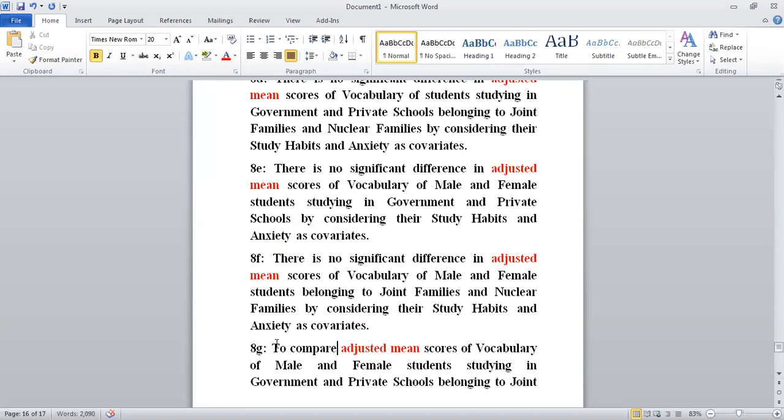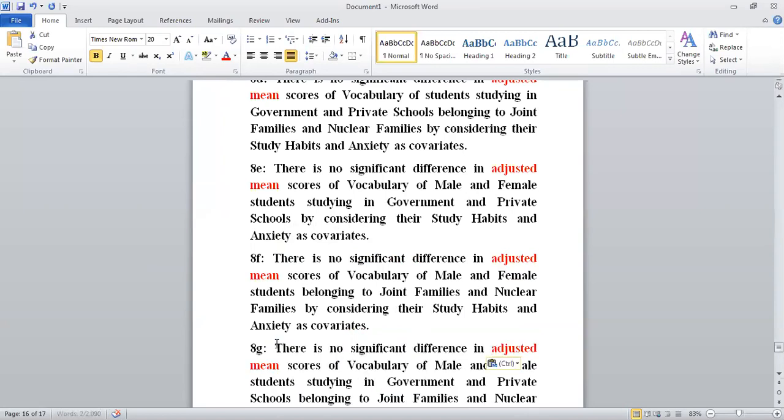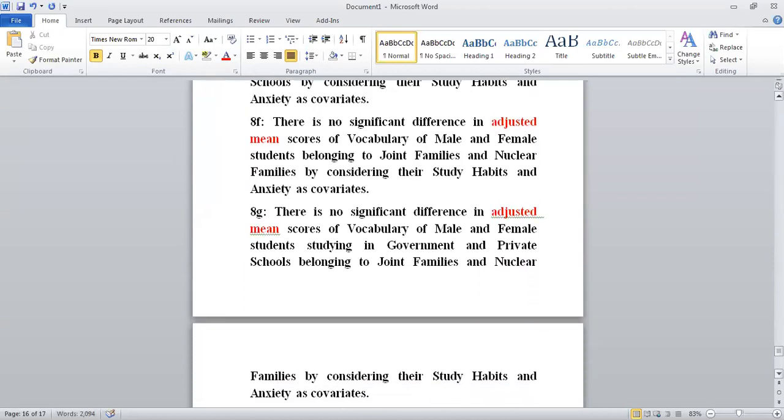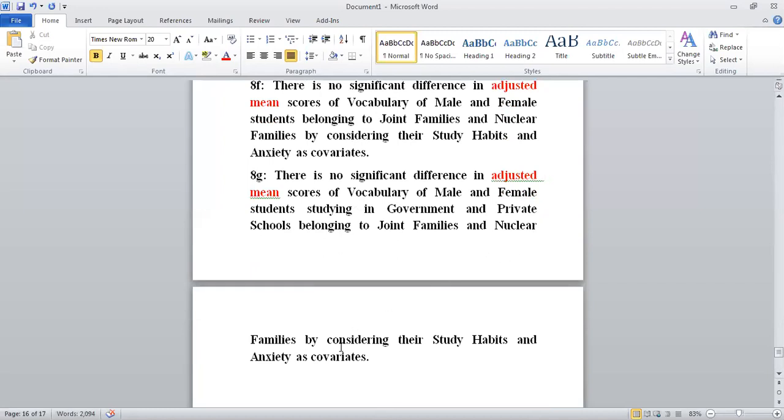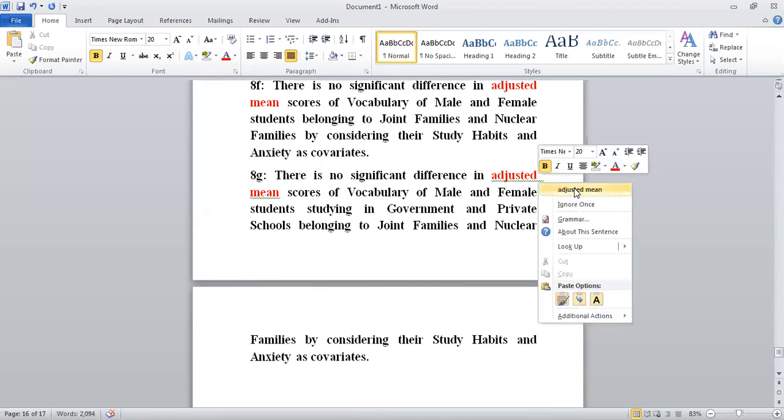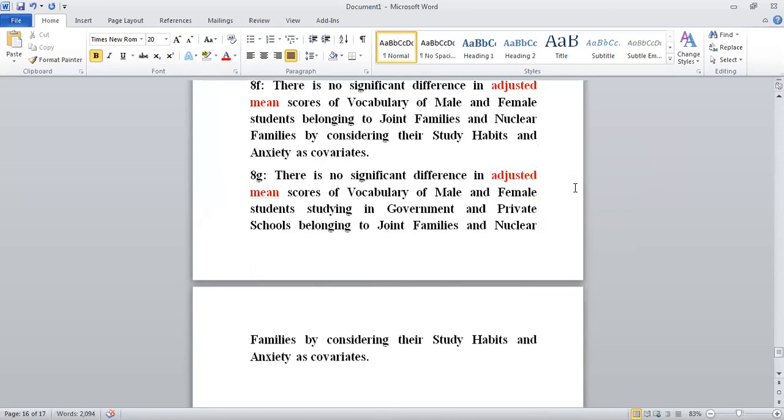And then another is, there is no significant difference in adjusted mean scores of vocabulary of male and female students studying in government and private colleges belonging to the joint and nuclear families. So these are joint and nuclear families by considering their study habit and anxiety as covariates.